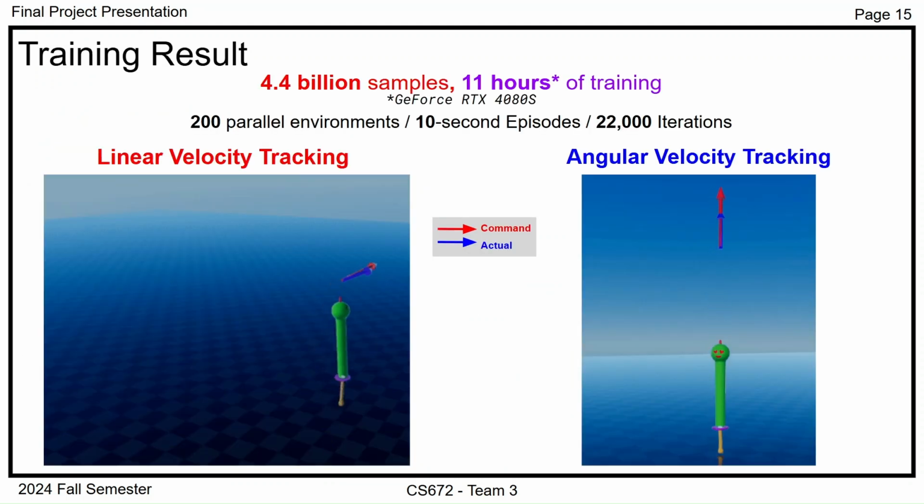Now we showcase our results. We trained our policy with 4.4 billion samples spanning up to 11 hours. It shows intuitive rhythmic hopping motions while tracking both linear and angular velocity commands. The latter is especially impressive since the system does not have any degree of freedom to rotate in place.